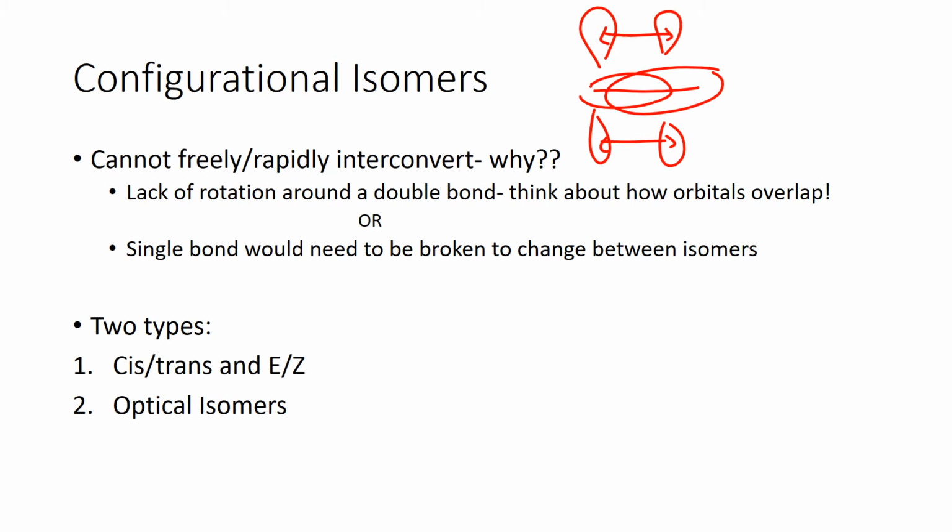And then the other reason that they can't rapidly interconvert, we'll have to look at specific examples to understand that, is that in order to change between the isomers, we would have to break a single bond. So we'll talk about that. So the first reason pertains to cis, trans, and EZ isomers, typically, and the second pertains to optical isomers. All right, so cis and trans isomers. Let's talk about those.